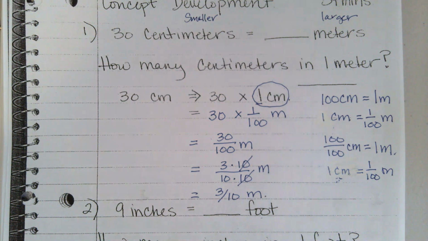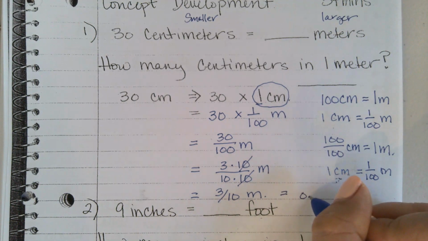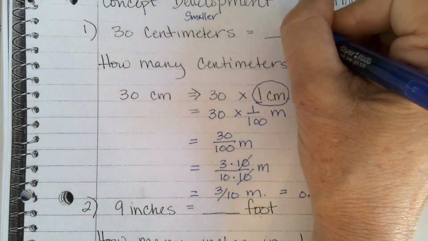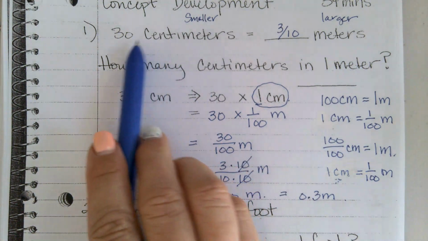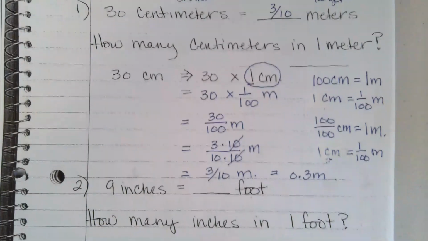So does this answer make sense? Yes, we thought it would be less than half a meter, and 3/10 of a meter is less than half a meter. So 3/10, what would that look like in a decimal? 3/10, right? So we're going to write it in fraction form. 3/10 of a meter. So 30 centimeters is 3/10 of a meter. Yes? Yes, it is. Okay, let's move on to problem 2.